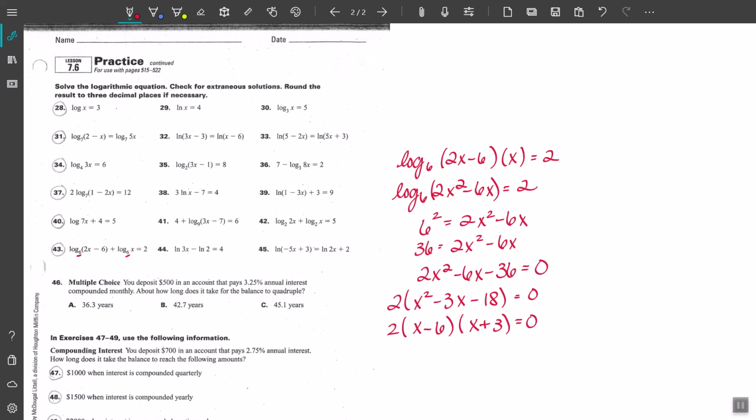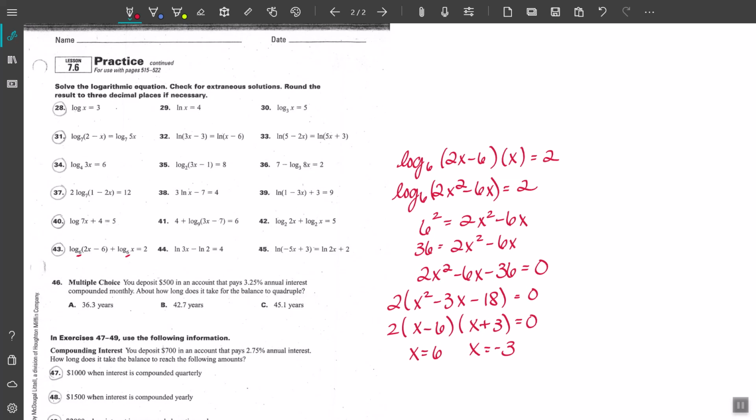Of course, 2 doesn't equal 0, so we're just throwing that constant out. X minus 6 set equal to 0 will give us a solution of 6, and then on this side we'll get a solution of negative 3. So x minus 6 and x plus 3 are our factors. These are our zeros. 6 and negative 3 are the solutions.